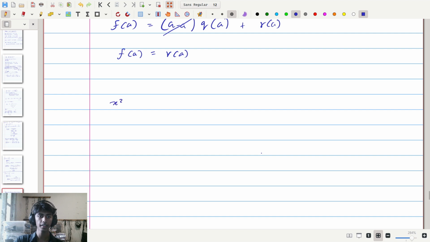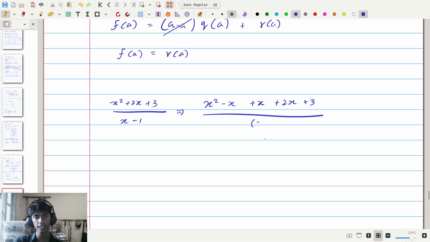Let's consider x squared plus 2x plus 3 divided by x minus 1. To do this, we just take as many x minus 1s out as we can. In this case, I need to get rid of an x squared somehow. To get rid of an x squared with x minus 1s, we have to multiply x minus 1 by x, meaning we need an x squared minus x term. So we can do an x squared minus an x, but then we have to add another x to compensate. We have another 2x and another 3, divided by x minus 1.